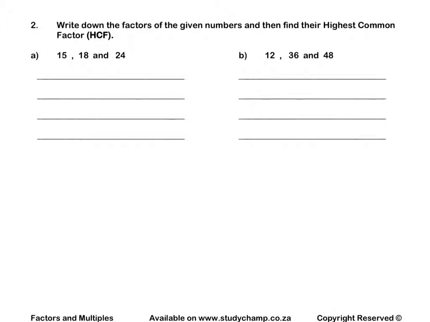Question 2. Write down the factors of the given numbers and find their highest common factor. For A, write out all the factors of 15, then all the factors of 18, then all the factors of 24, and find the common factor which is the largest in all three. Do exactly the same for B. When you are done with this worksheet, use the memo to mark your answers.